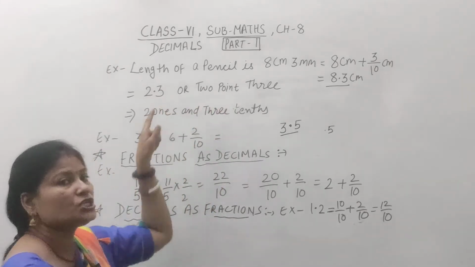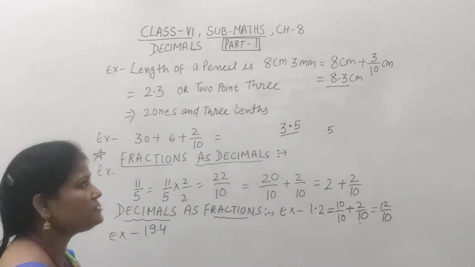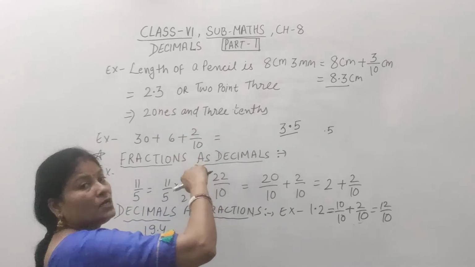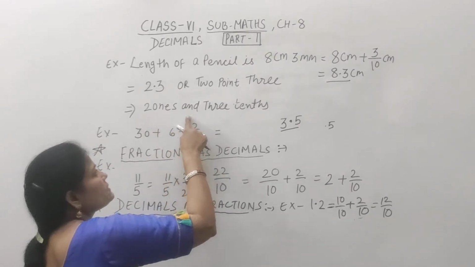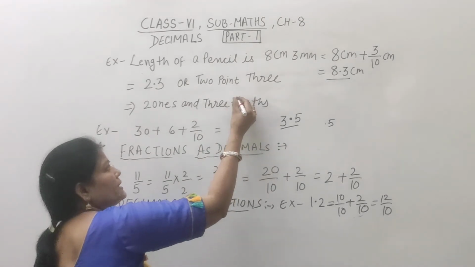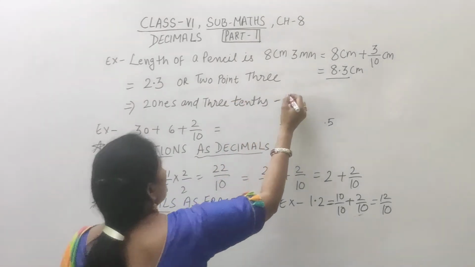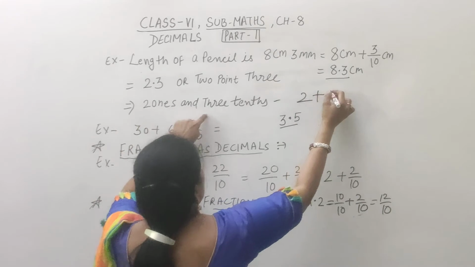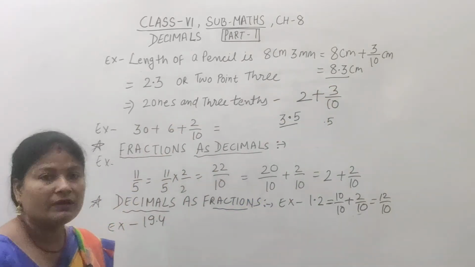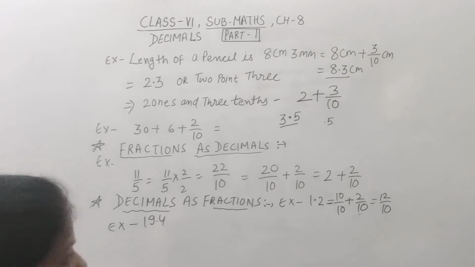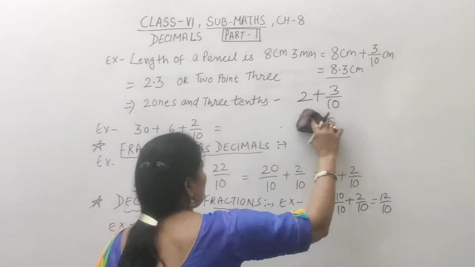My first number is showing tenth, means 3 upon 10, so the word tenths will come. So I have to write down 2 ones and 3 tenths. Tenth means I can say 2 ones plus 3 tenths. Understood? Whenever upon 10 comes, this is called 3 tenths.